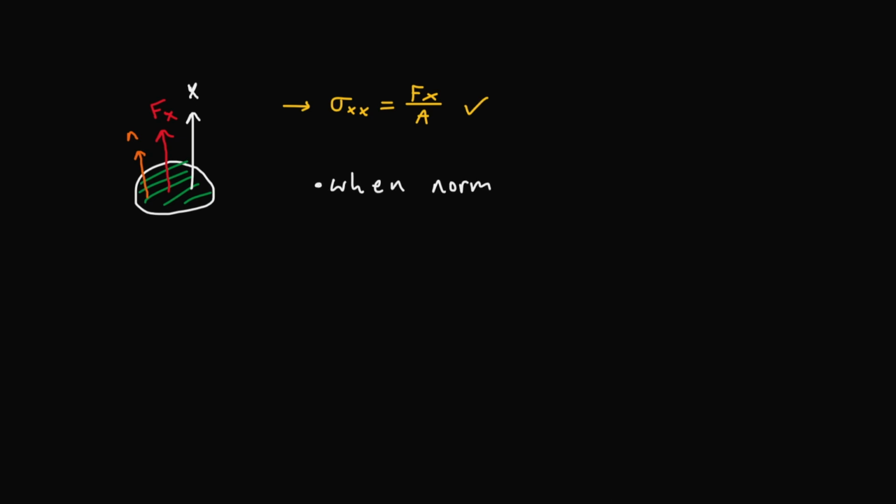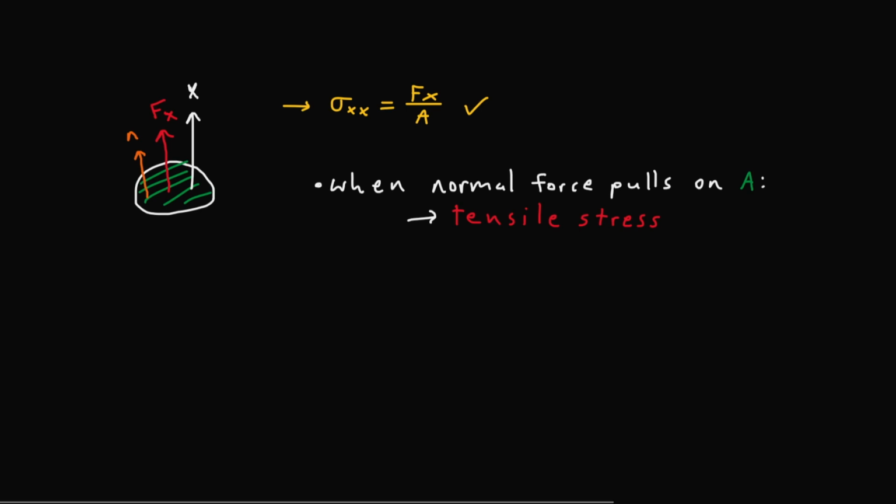And now just a couple of things to keep in mind. Whenever a normal force tends to pull on an area, kind of like how we see in this example, this means that the stress will be tensile, since of course the force pulls away from the area, which basically means the force is in tension. So this will look something like this.